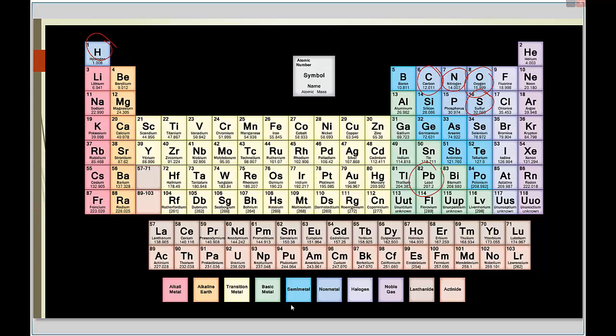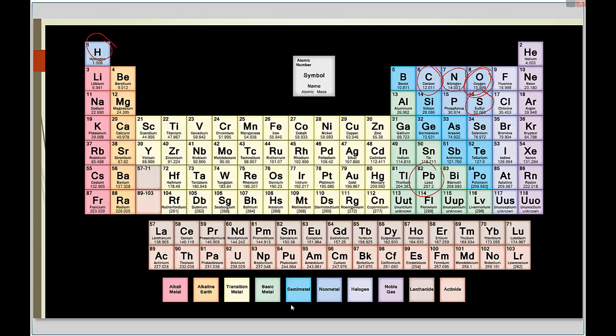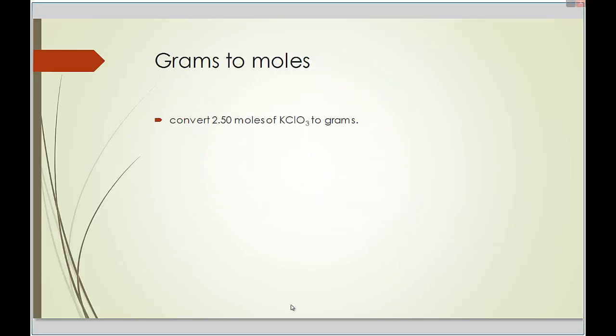I lost my spot, hold on. 12.0. And then finally, oxygen is here at 16.0. 3 times 16 is 48.0. We're going to add those together, and that's going to come out to be 96.0 grams per mole. Once again, if you see AMUs, don't get thrown off. That's the actual formal unit.